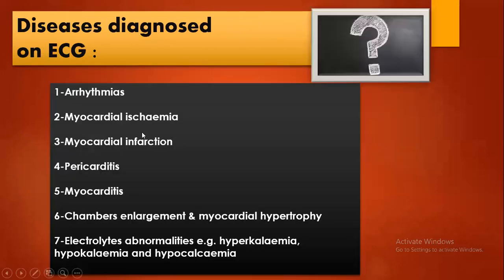But of course, in the next slide, for these diseases, we must do ECG. If we suspect any of these diseases, we have to do ECG to confirm the diagnosis and to follow up the patient. Arrhythmia, irregular rhythm of the heart, myocardial ischemia or myocardial infarction, pericarditis, myocarditis, or heart chamber enlargement, or even electrolyte imbalance. For example, hyperkalemia, hypokalemia, hypocalcemia.